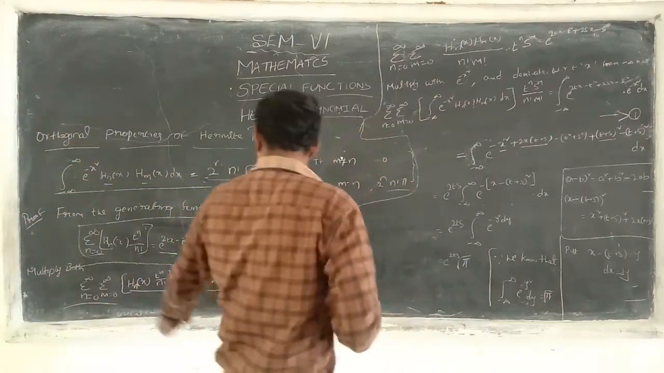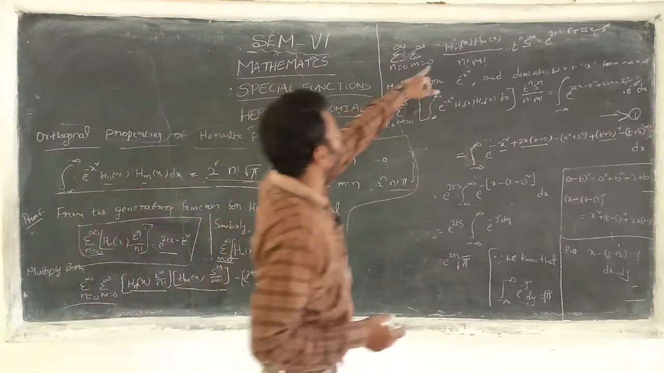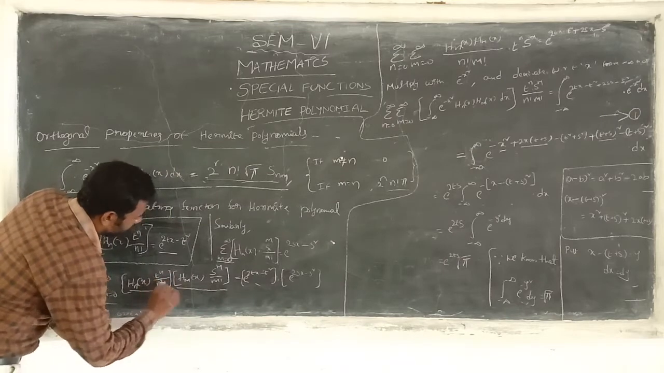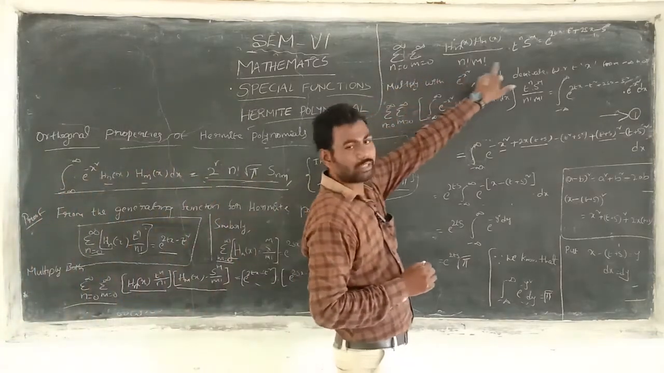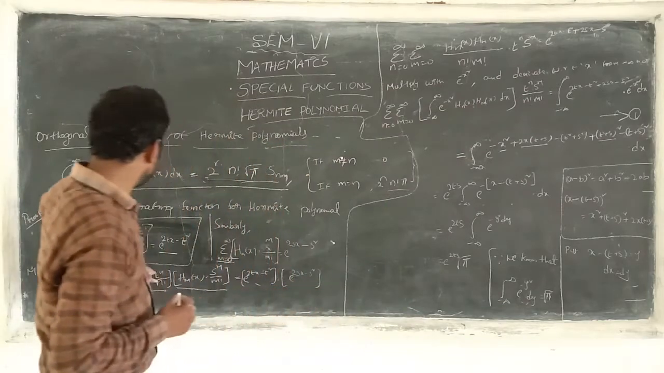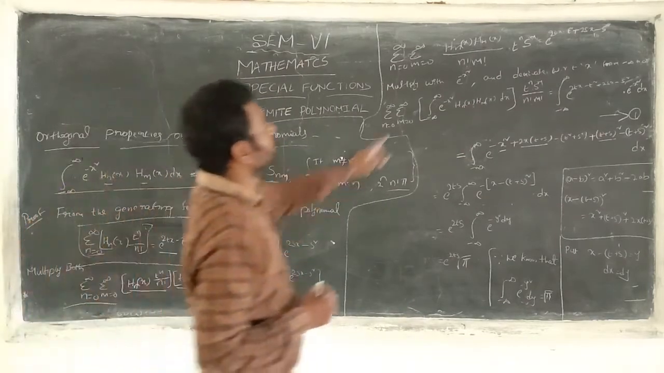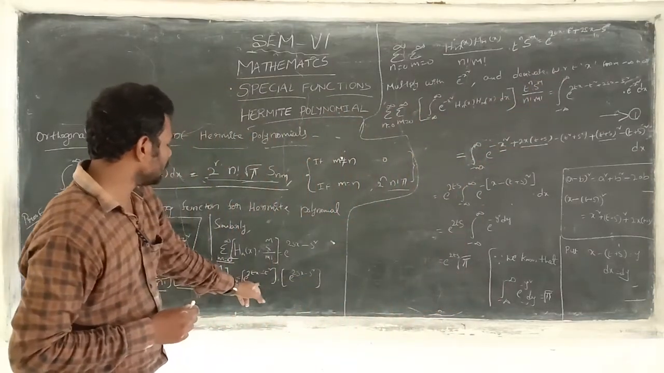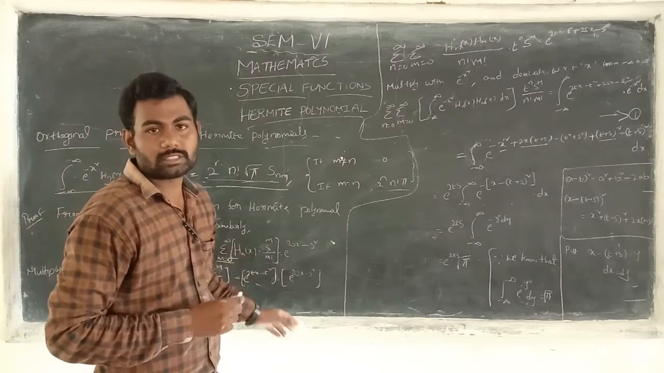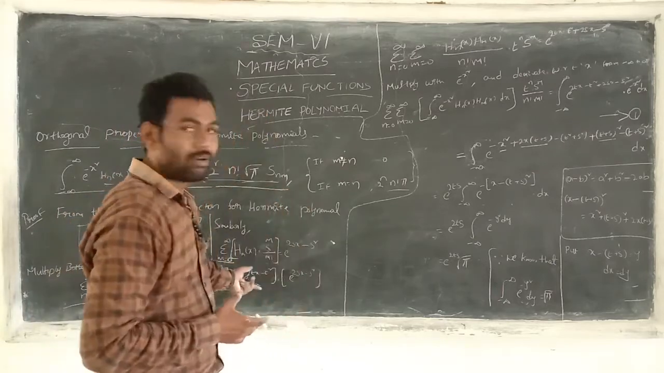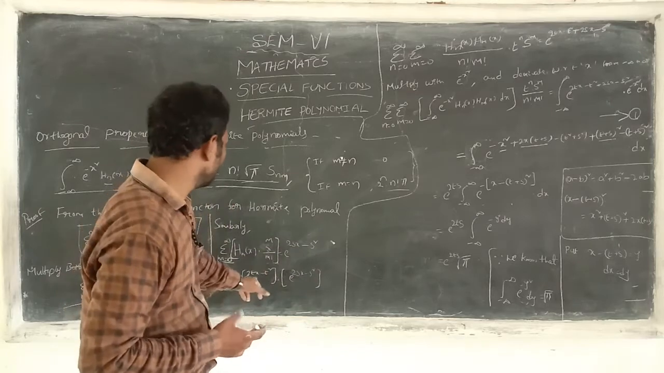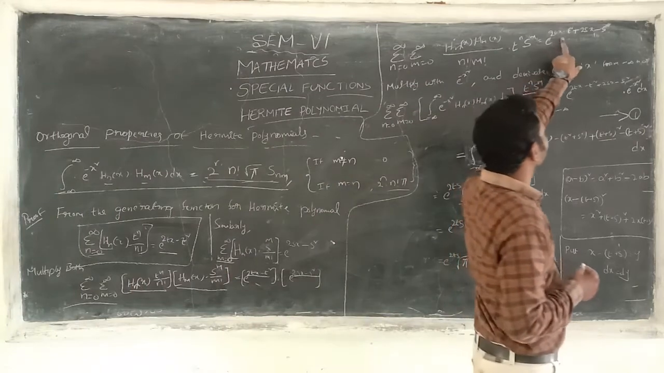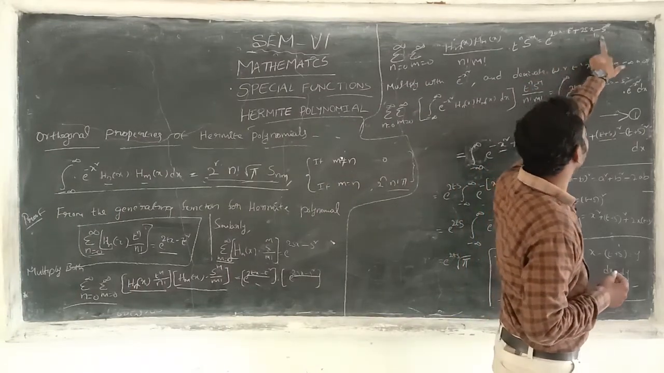Next, simplify this equation: Hn of x into Hm of x, divided by n factorial into m factorial, times t power n into s power m. Next, write the RHS. This is like e power a into e power b, which means e power a plus b. So this term is a and this term is b, like this: e power 2tx minus t square plus 2sx minus s square.